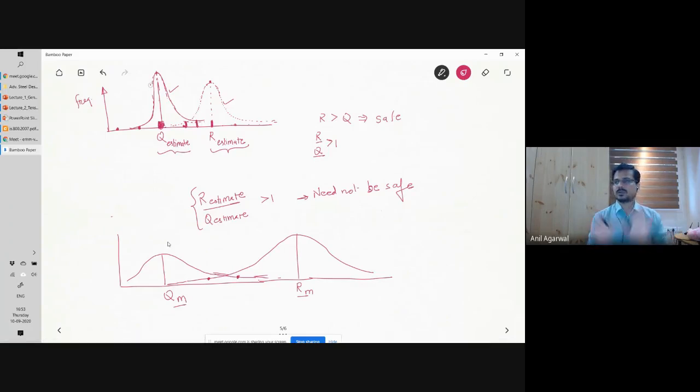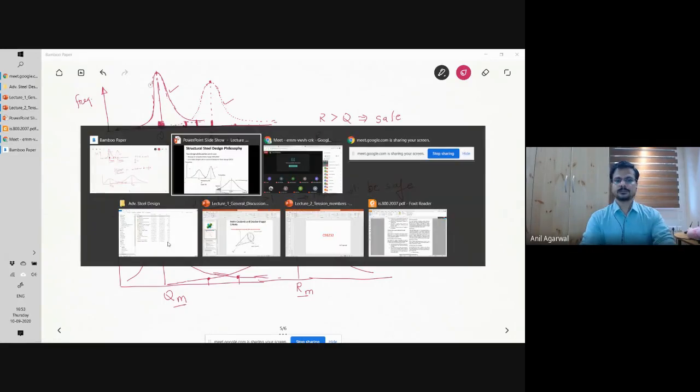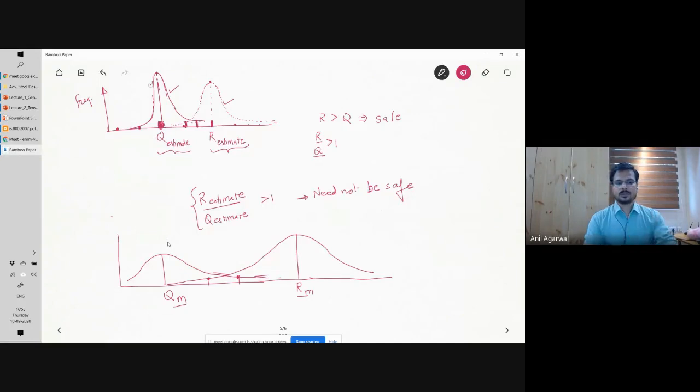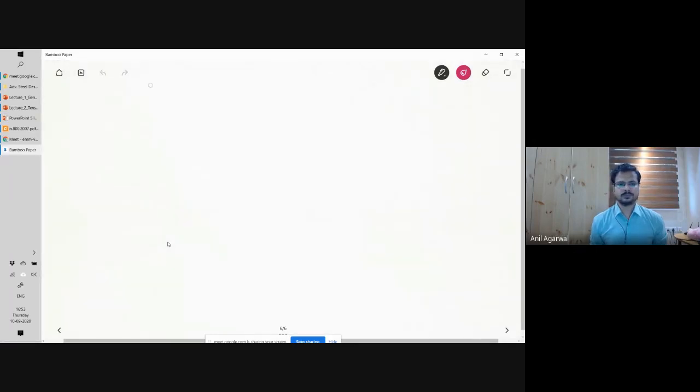Fine? Because that's what our purpose is, that our Q real should not be more than R real. So the chances of this happening are as low as possible, or as low as is acceptable to me. Okay. Now what we can do is develop mathematically from this point. We already know that I have to make sure that R divided by Q has to be greater than 1.